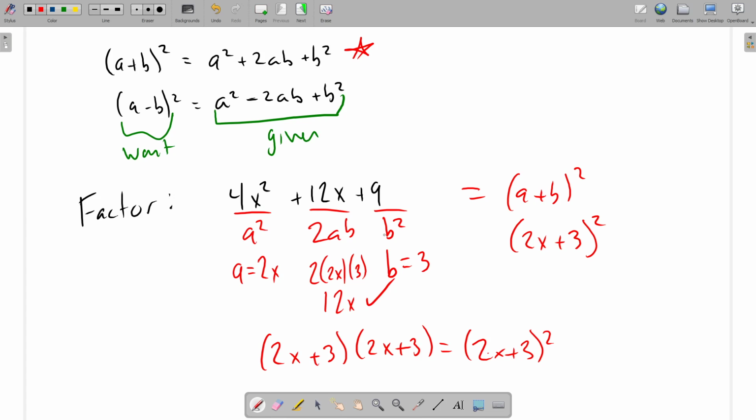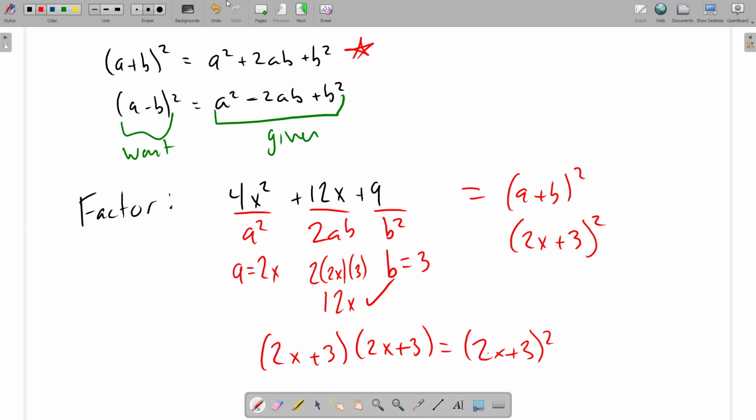So if you don't see that this is in the form of a squared plus 2ab plus b squared, you can just factor it normally and you'll end up at the same answer. So I don't recommend trying, unless you can just see it immediately that it's in this form, then it may be beneficial, but 99% of the time I would just factor this normally.